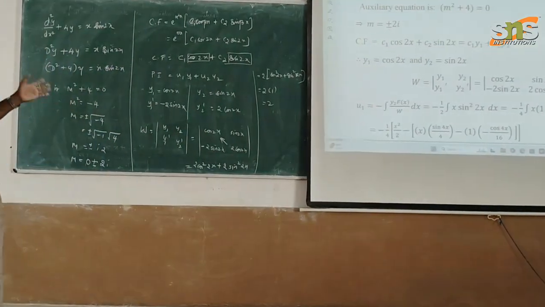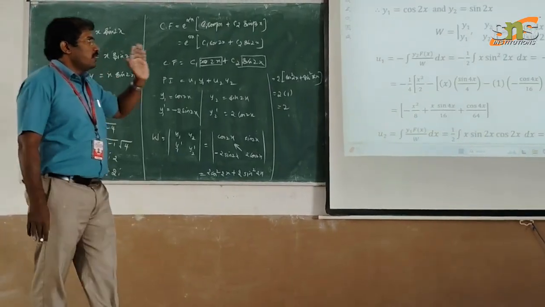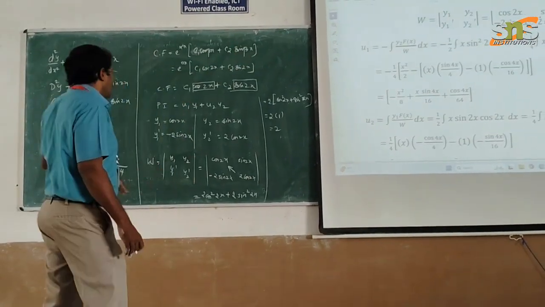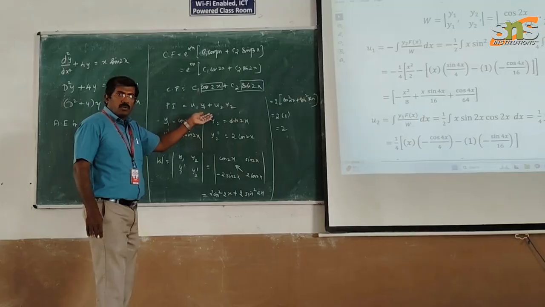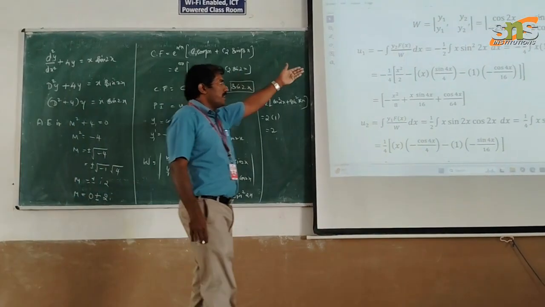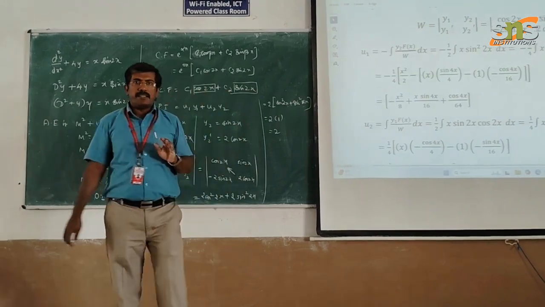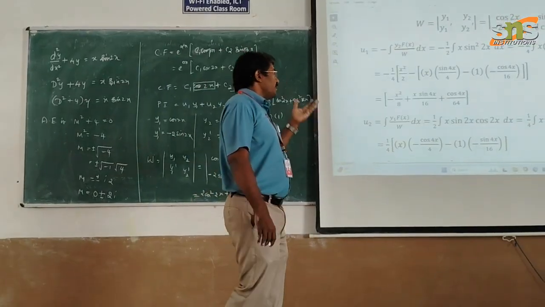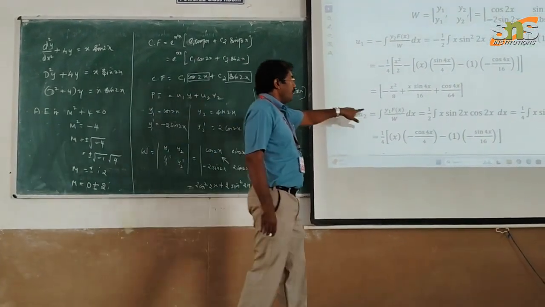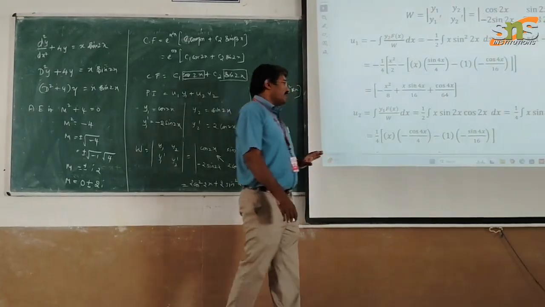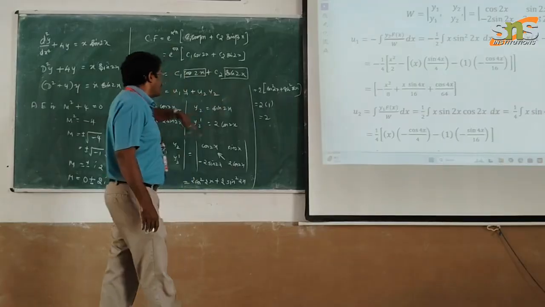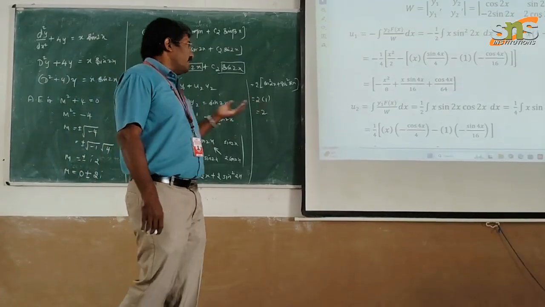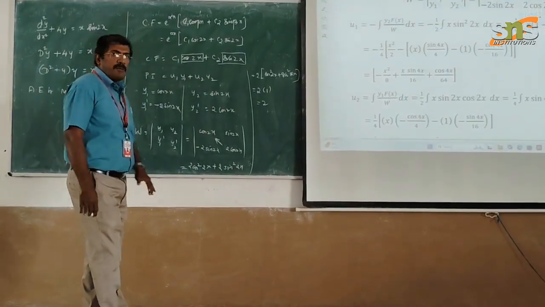After finding W, you can work for u1 and u2. As we discussed, you have got W as 2. Now you can find u1 and u2. The u1 formula is minus integral of y2 f(x) by W dx, and u2 is integral of y1 f(x) by W dx. These two results will give you the terms required for the PI. With these two ideas, we can connect with the terms given here so that you will get the particular integral.